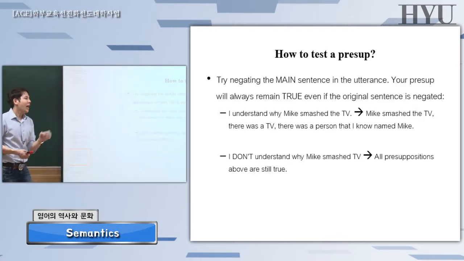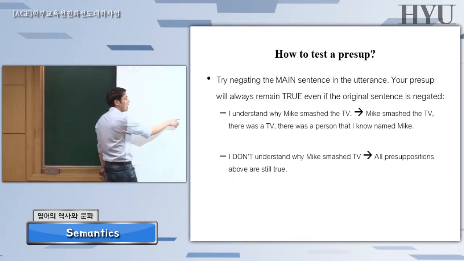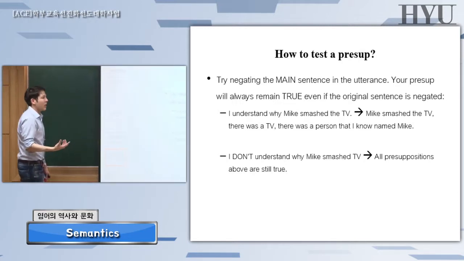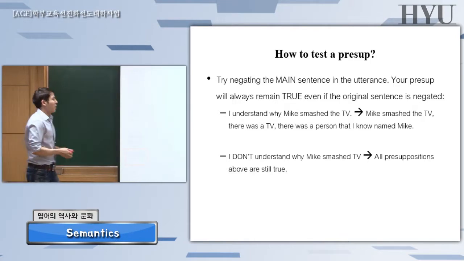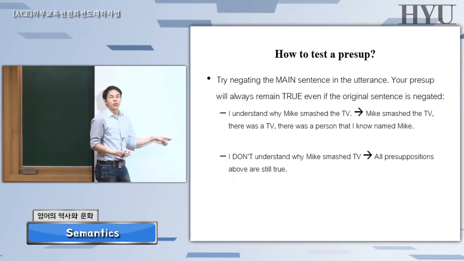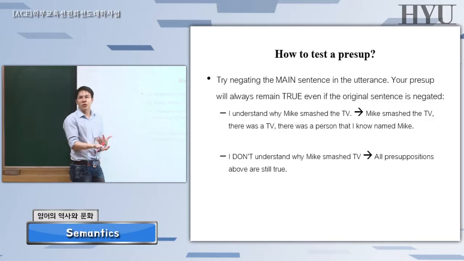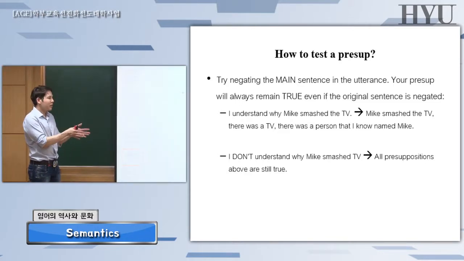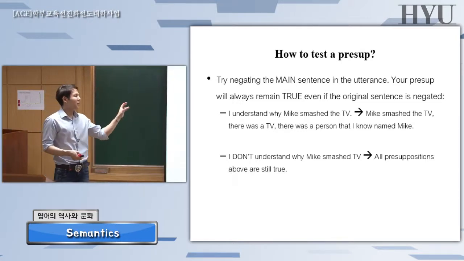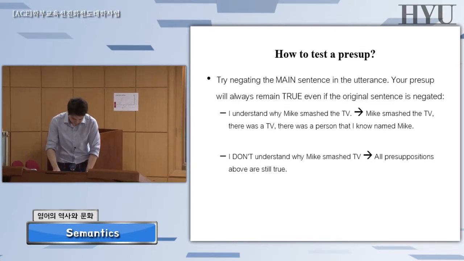Now to test whether that is a presupposition or not, negate the sentence here. I do not understand why he smashed the TV. When you say, I don't understand or I did not understand why he smashed the TV, still the presupposition is he smashed it already, right? It's just that you didn't understand why. But still, he smashed it already. So the presupposition survived, right? So Mike smashed the TV is a presupposition of that sentence. Okay.